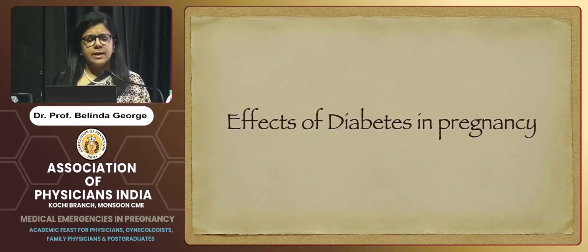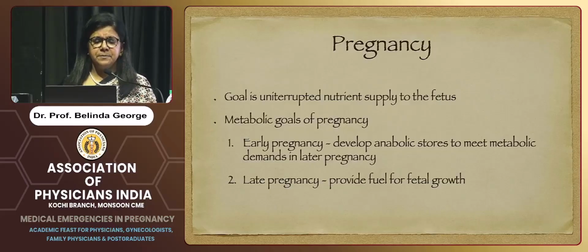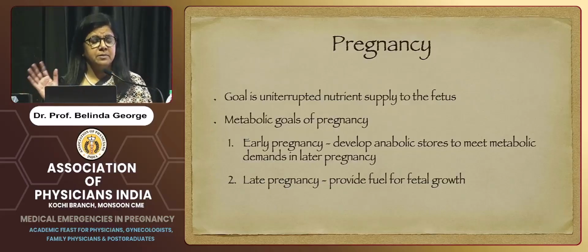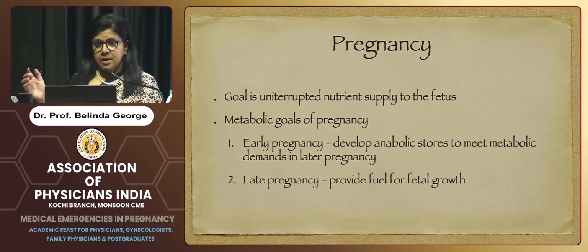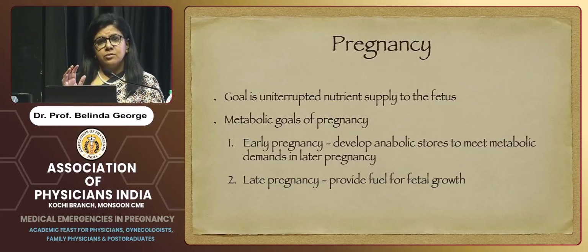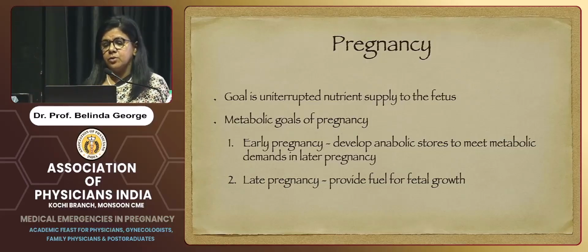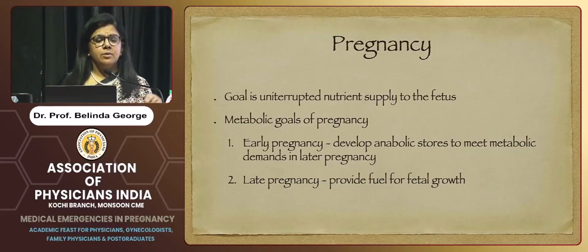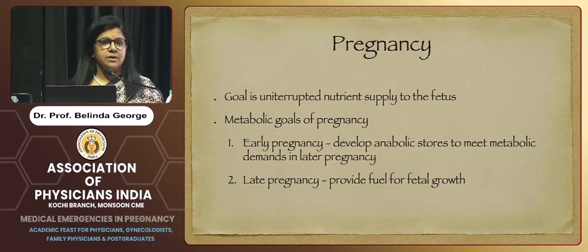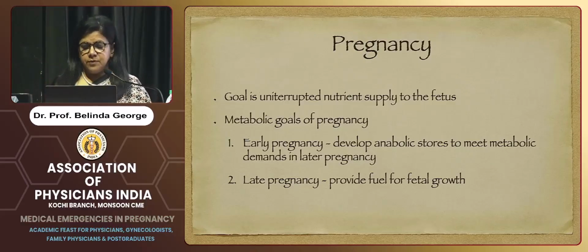Just one or two slides on how diabetes impacts pregnancy. The whole idea of pregnancy is that there should be uninterrupted nutrient supply to the fetus. So irrespective of the mother's blood glucose, it always has to remain a little high so that there is continuous supply of glucose to the fetus. The main metabolic goals of pregnancy: in the first 20 weeks, which we divide as early pregnancy, the idea is to develop anabolic stores to meet all the metabolic demands which are coming in the later half of pregnancy, and in the later half to ensure that whatever stores you have built ensure that continuous fuel is present for fetal growth.